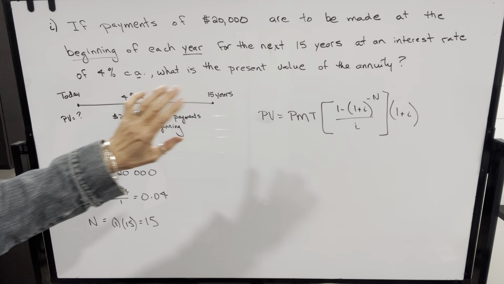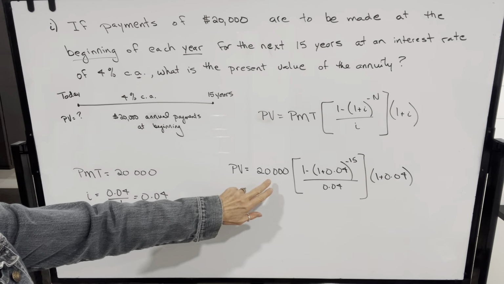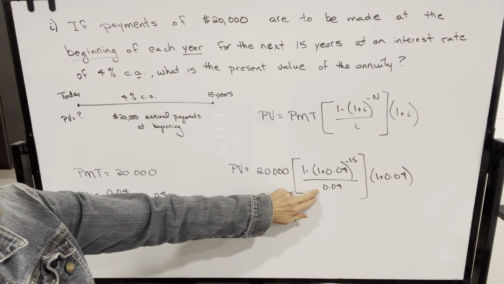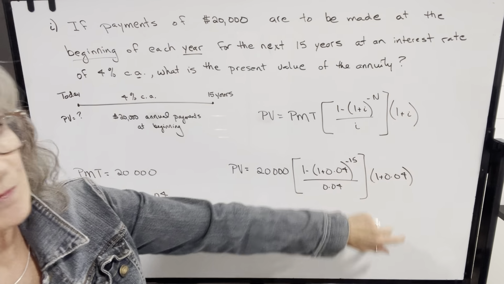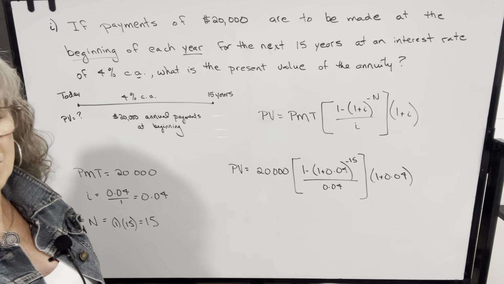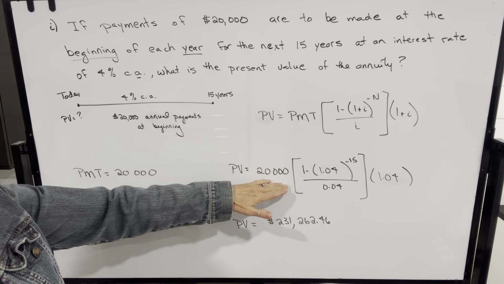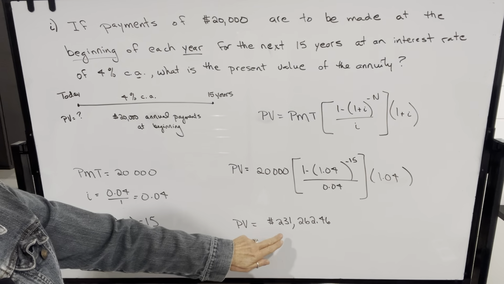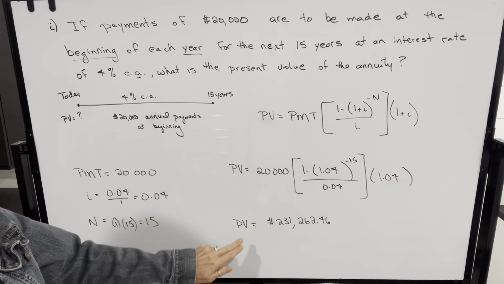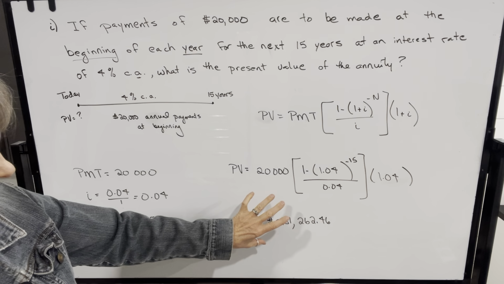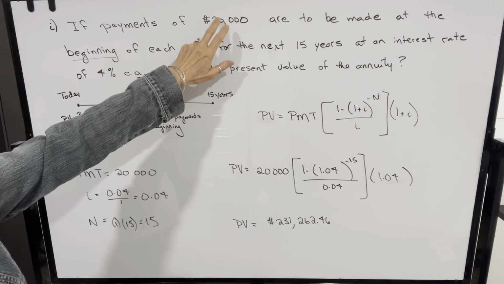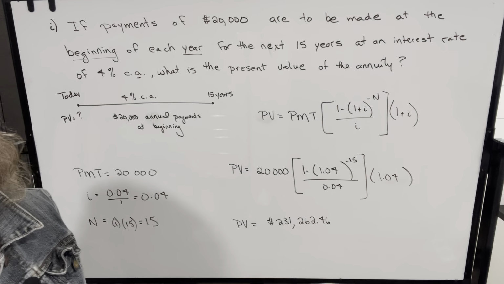Plugging these values into our formula, present value will equal 20,000 times 1 minus (1 plus 0.04) to the negative 15, divided by 0.04, times (1 plus 0.04). We can simplify this and this value before plugging these numbers into a calculator. Once we plug this into our calculator, following the order of operations, we should get $231,262.46 as a present value. So we would need that money put into an annuity today in order to draw $20,000 a year at the beginning of each year for the next 15 years.